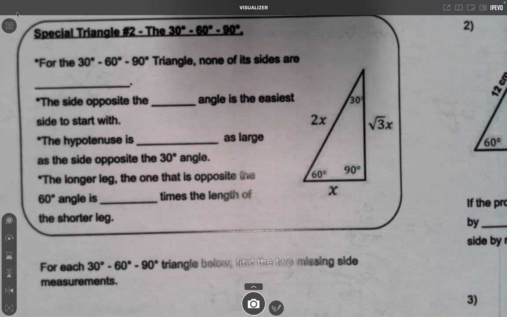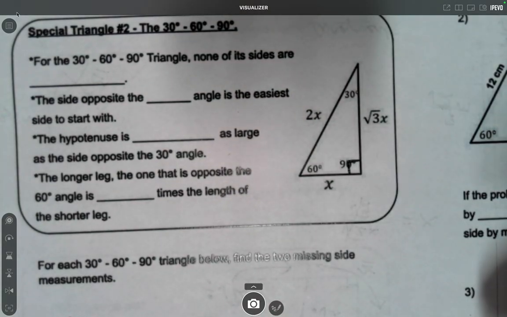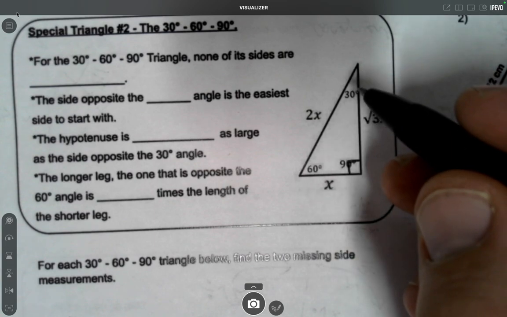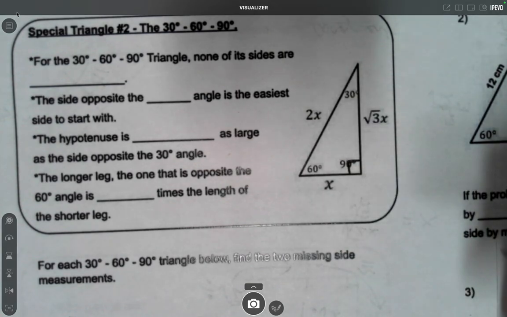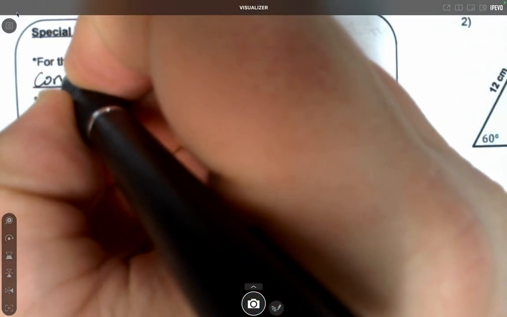Now, this is the other kind of special triangle. It's the 30, 60, 90. Both of these are right triangles. The other one has a 45 and 45. This one has a 30 and a 60, as the other do. Now, because none of its angles are congruent, it's also true that none of its sides are congruent.